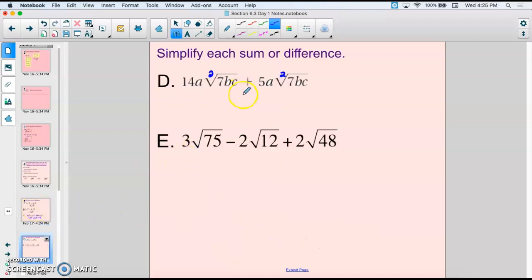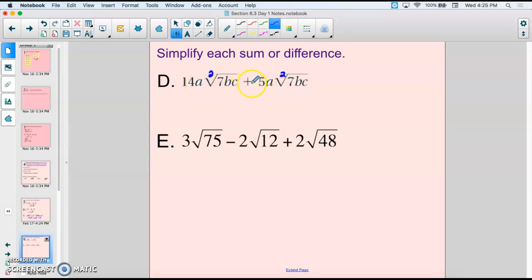All right. Next up, here we have to ask ourselves, do we have like radicals? Because if we don't have a like radical, then there's no point in carrying on. Well, they have the same index, right? They're both square roots. The radicand inside, 7bc, 7bc. Yes, they do. Perfect.